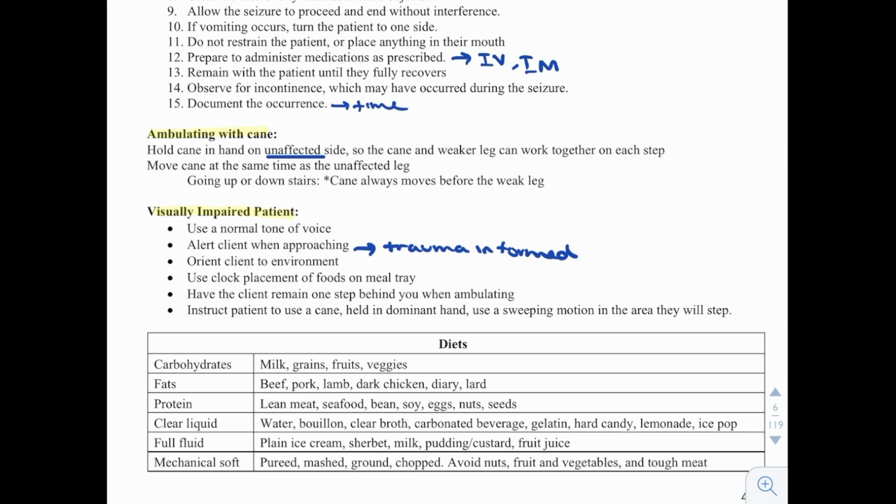Clear liquids can be water, bouillon, clear broth, carbonated beverages, gelatin, hard candy, lemonade, or an ice pop, really anything that's a see-through liquid. A full fluid is going to be things like plain ice cream, sherbet, milk, pudding, custard, fruit juice, so things that are liquidy but aren't necessarily see-through. And a mechanical soft is going to be things like pureed, mashed, ground, chopped. We want to avoid things like nuts, fruits, vegetables, and tough meats.